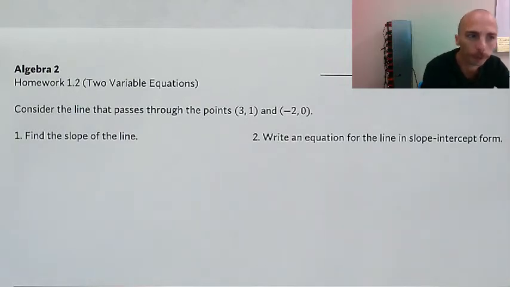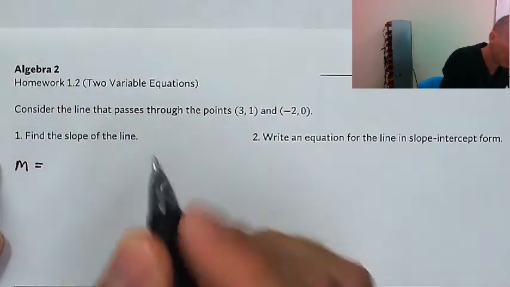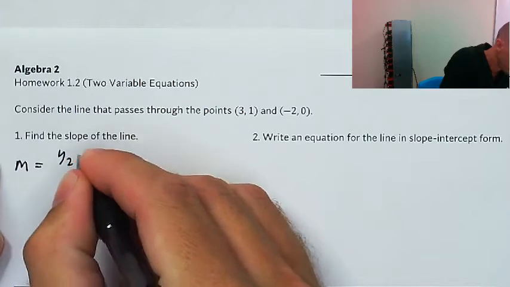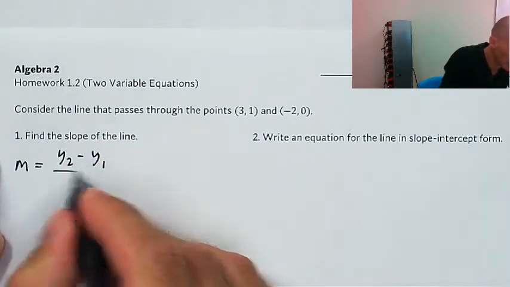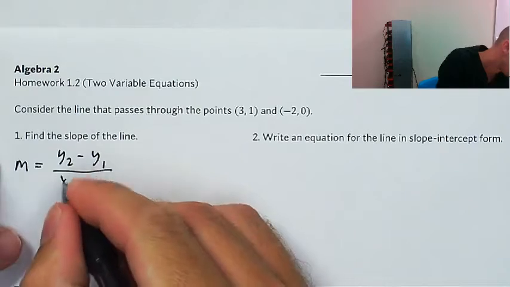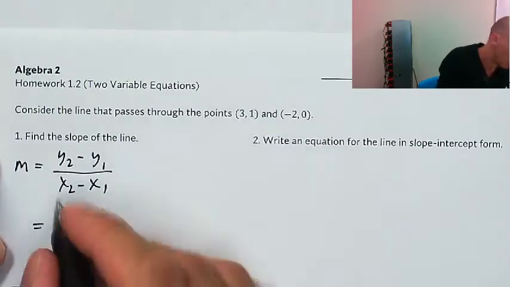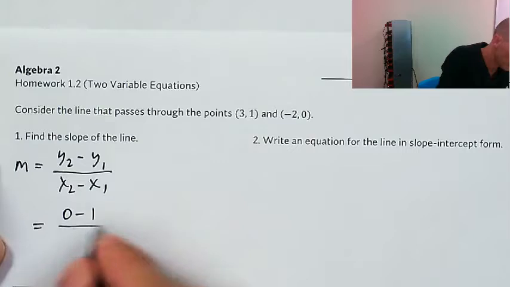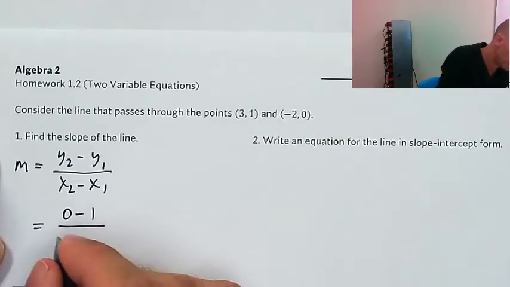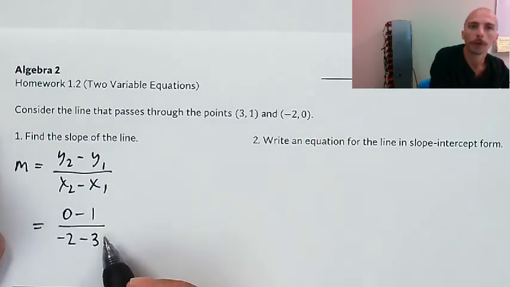So we're going to use the formula for slope, right? Rise over run, y2 minus y1 over x2 minus x1, whatever you want to call it. So I'm going to say, and you might not need to copy the formula, but I'm just going to show you the formula so you can see where I'm getting the numbers from. Okay, so it'll be 0 minus 1 divided by negative 2 minus 3. So I've got negative 1 over negative 5, which is 1/5. Okay.